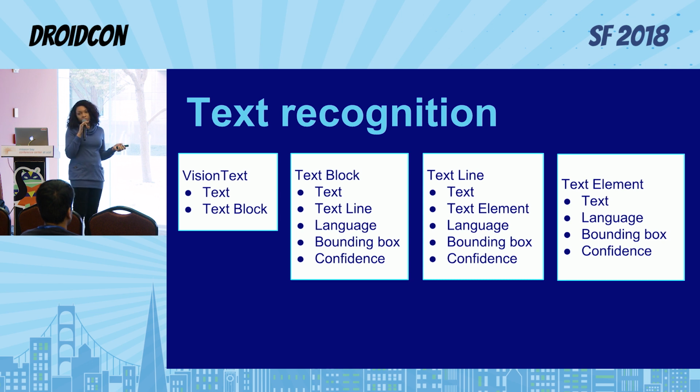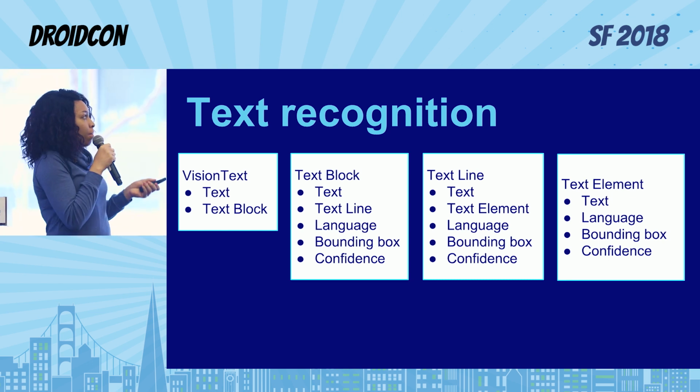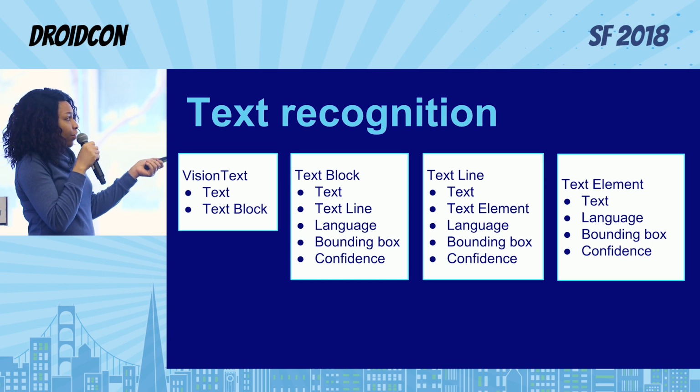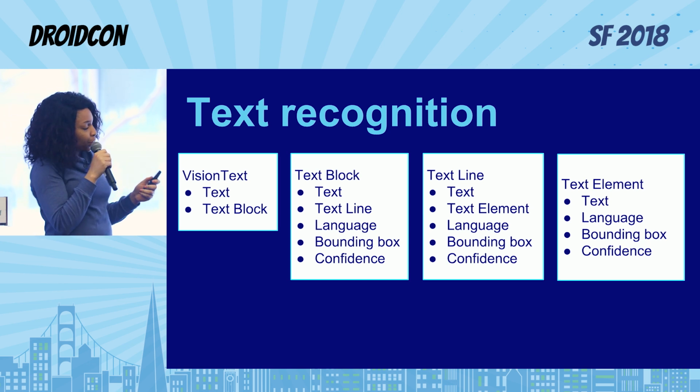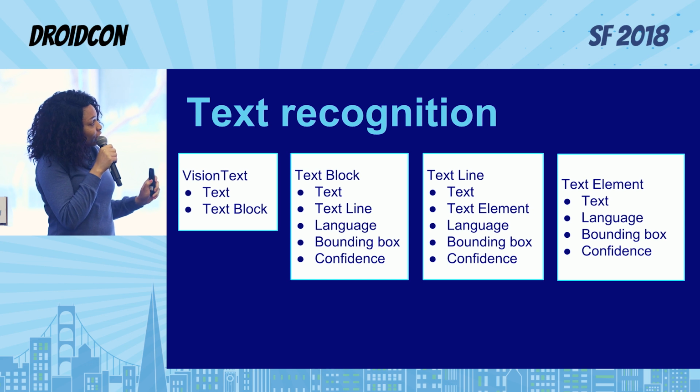But let's say you want to highlight the text block or the text line or the individual text elements. You can do that just by iterating through the list of text blocks. So it depends on your use case and what you want to do. But you already have the text from the vision text. So that's pretty much it about text recognition.